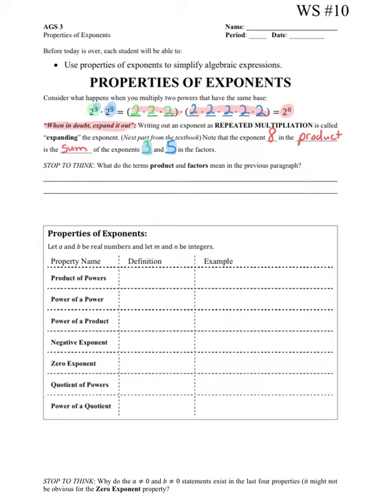All right, so the term product and the term factors are used here. Okay, so what do those terms mean? So product in this case is the result of multiplying the base 8 times, and we're using the number 8 because it was 2 to the 8th power.